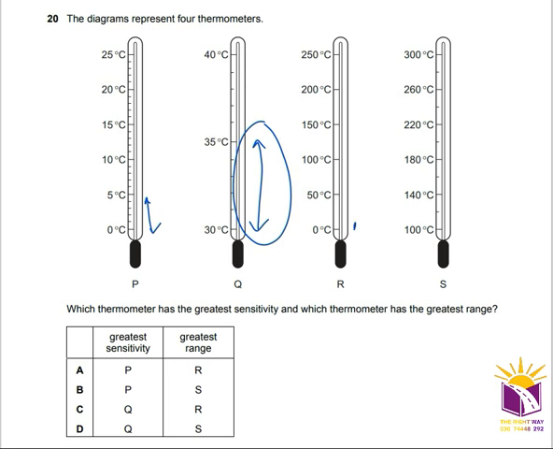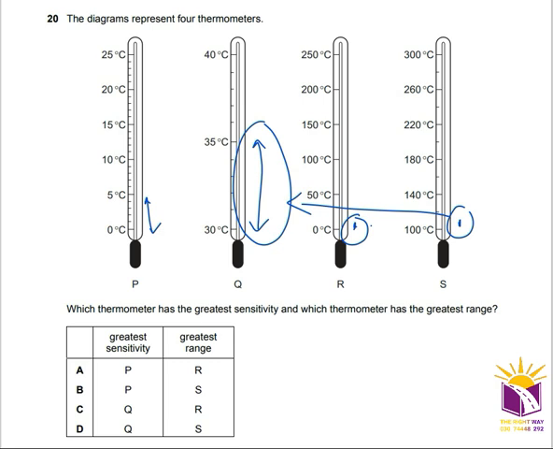For 5 it will be very small, because 0 to 50 degree when we divide it into a portion, then 5 will be very small, and 100 to 140, 5 will be a little higher than this one, but it is also smaller than Q. So Q is the most sensitive one. And now the greatest range.